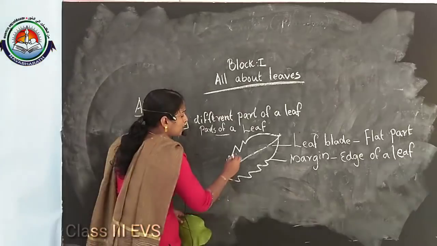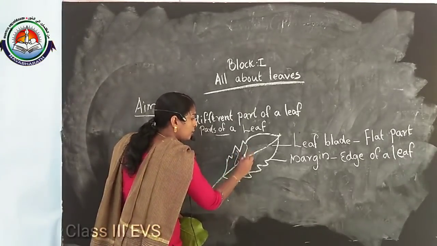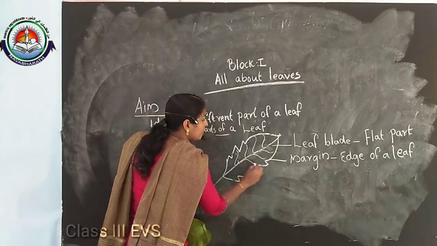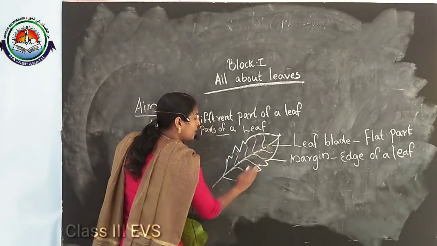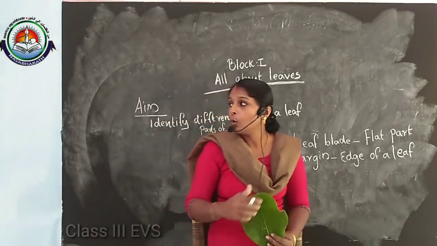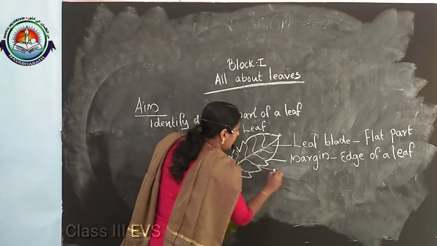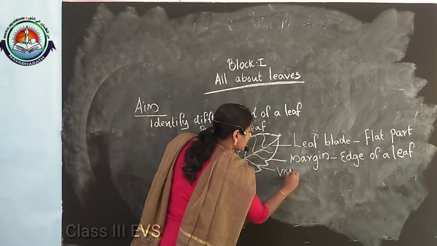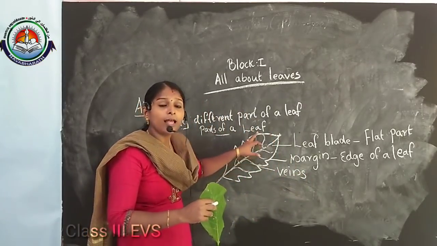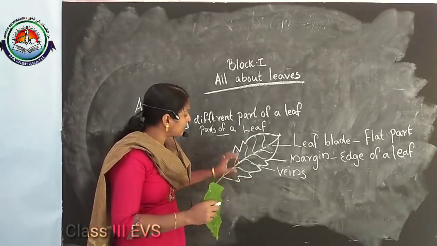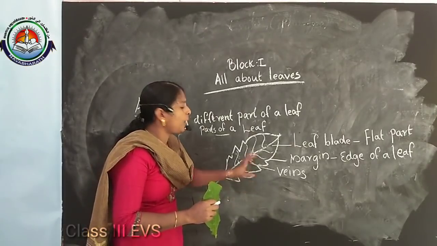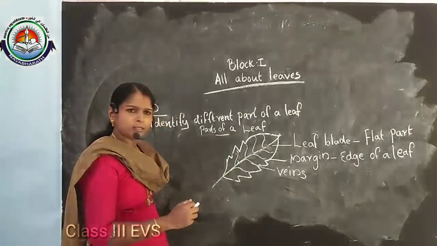Okay, then the third part of a leaf, that I didn't draw. Now I am going to draw it. Now I draw some lines on the leaf blade, the flat part only. The lines on the leaf blade are called veins. So we can see so many small veins on the leaf blade, right? These are called veins.